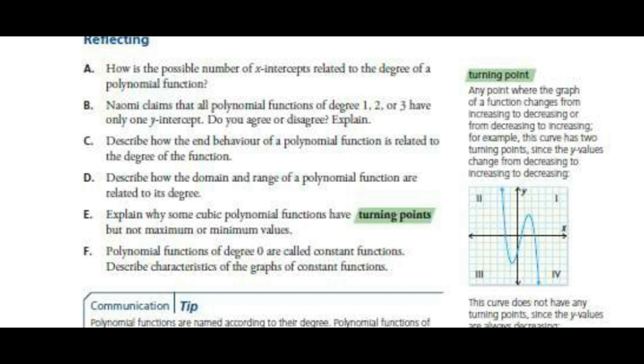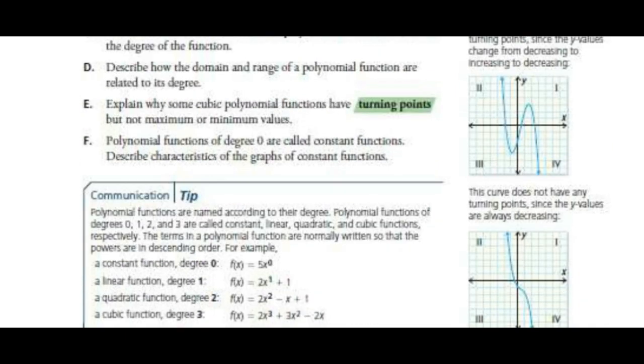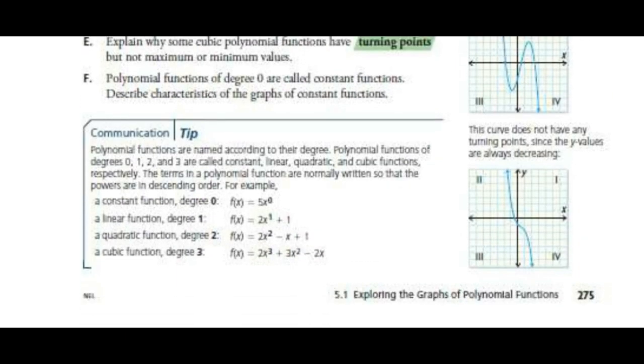Describe the end behaviors related to the degree of a function. Okay, so we know that odd functions go like this or like that, and that even functions have to open up or down. Here's turning points. Turning point, any point on the graph where the graph changes direction. So again, if you are reading through the book, you see something like this, you say, what is that? It's going to be right in the margin beside it, saying, this is what it is. This curve does not have any turning points. Okay, this just talks about degree of a function, which we talked about.